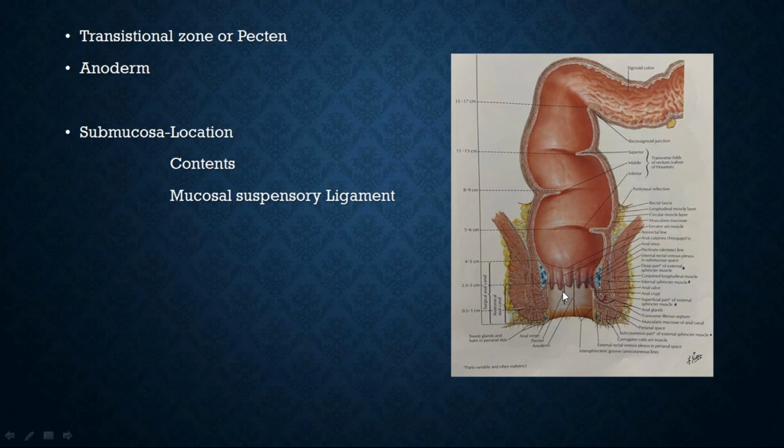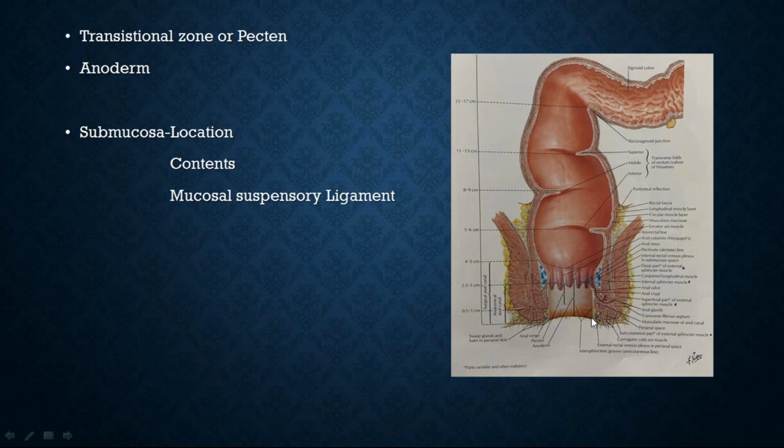Okay, so in this pecten here you can see a fair line. That is called the white line of Hilton or anocutaneous line. This line represents the junction between the internal anal sphincter and the external anal sphincter. Here you can see the internal anal sphincter and the subcutaneous part of the external anal sphincter. So this can be palpated in the patient also. There will be a groove-like thing between the internal and external anal sphincter.